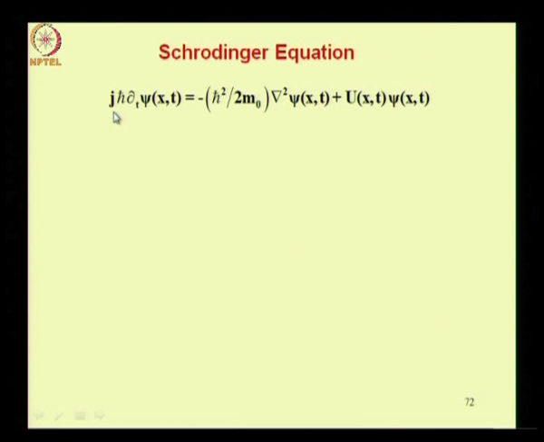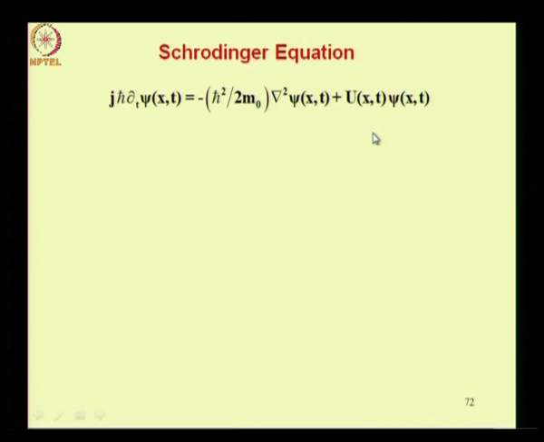Let us just read it out once. j, which is the imaginary quantity square root of minus 1, multiplied by h cross, multiplied by the time derivative of the wave function psi, which is a function of space and time, is equal to minus h cross square by 2 m naught into del square of psi, plus the potential energy function U, which can vary with x and t in general, and psi multiplied by psi of x comma t, so wave function psi.